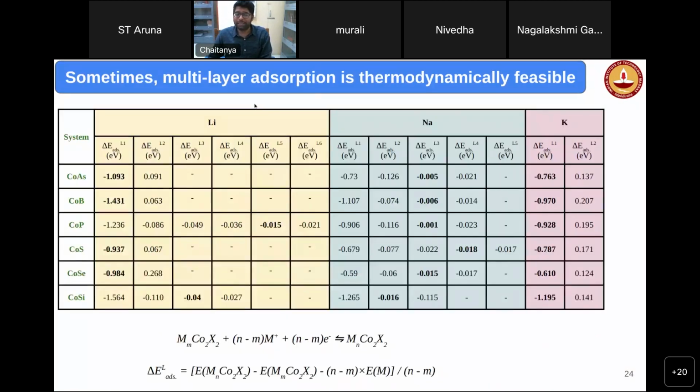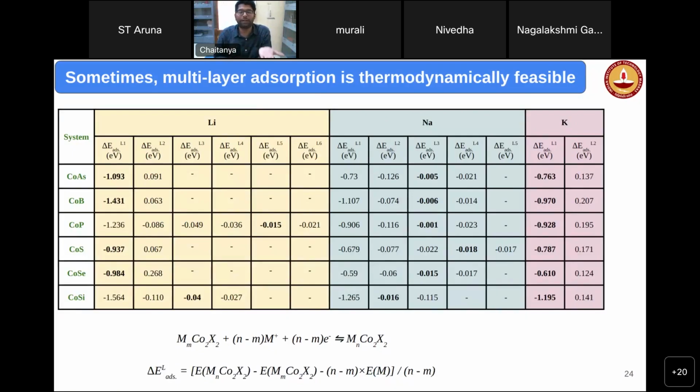So if you consider the multi-layer absorption, it is also thermodynamically feasible sometimes. Here I have just given you the values, so don't worry about the lot of numbers that are there. Essentially, what we wanted to see is, if you wanted to load multiple metal atoms on the surface, till where this surface can hold the metal atoms.